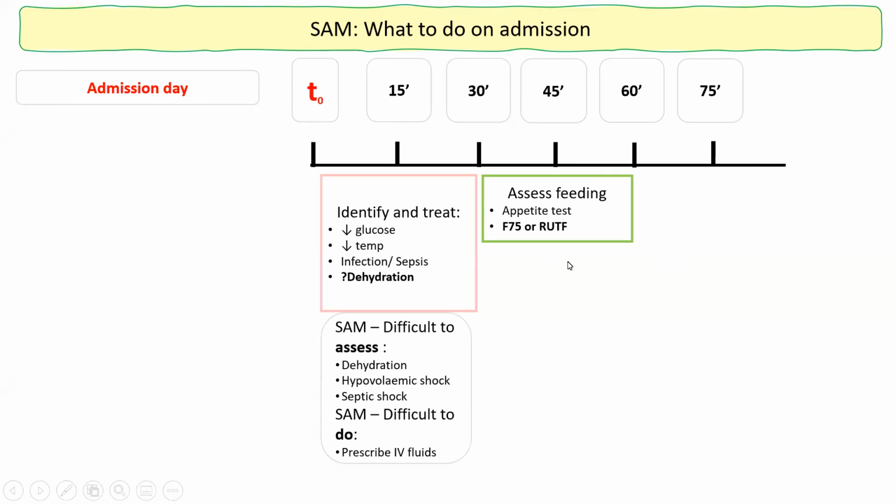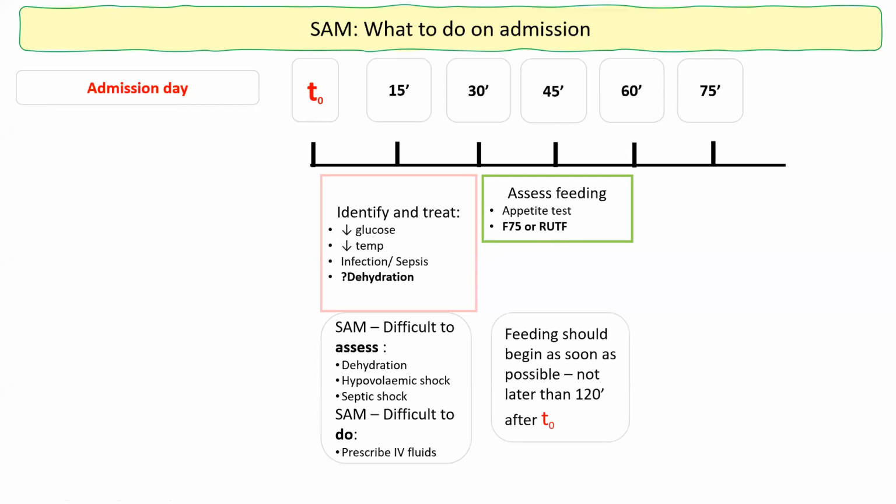What I do want to focus on is the assessment of feeding. After the child has been stabilized, we should assess feeding. I've got it in the first hour in this particular schema, but we should try and do it as quickly as we can. We're going to be doing the appetite test, and essentially we're going to make a decision about whether the child needs to be started on F75 or ready-to-use therapeutic food.